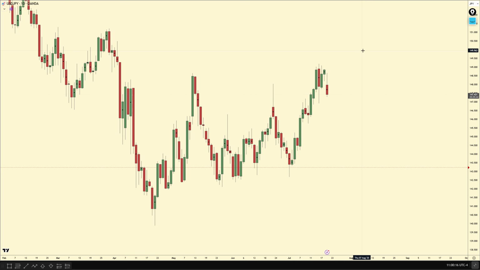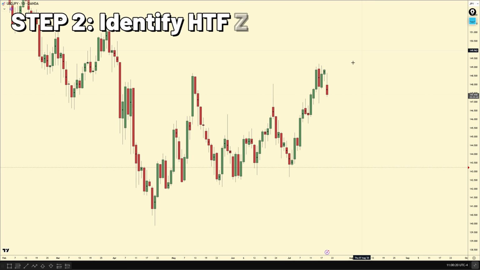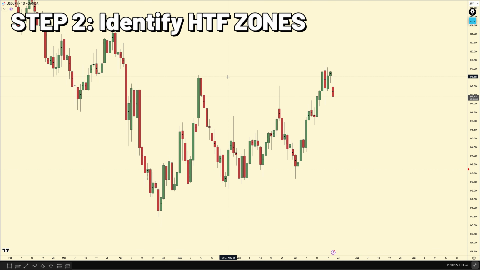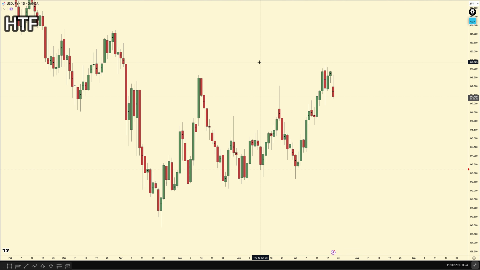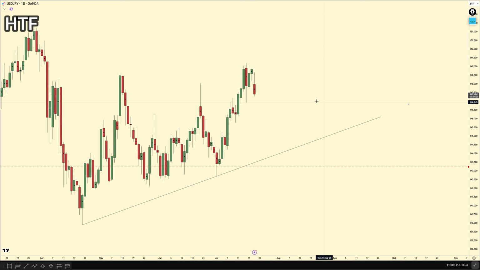All right, so step number 2, we need to identify our higher time frame supply and demand zones. Now, this is a blank price chart, and I kind of wanted to walk you guys through exactly what I would do. Let's say this is a blank chart. I need to identify all of these things we're talking about. Well, again, the first step, we are identifying the trend, which we can see is clearly to the upside.